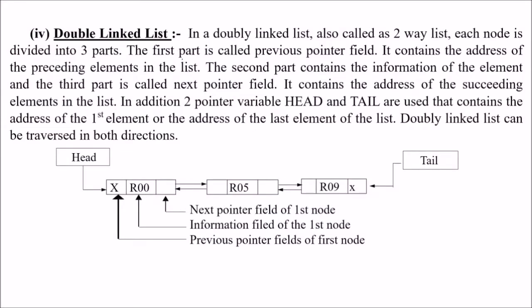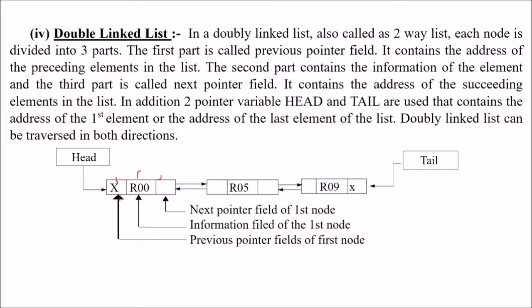Now the doubly linked list. What is it? The doubly linked list, or double linked list, is also known as a two-way list. Why is it a two-way list? Each node is divided into three parts: first, second, third. Every node of a list should have some initial address, that is the head. So each node is divided into three parts.